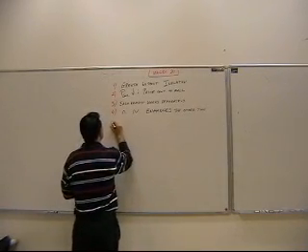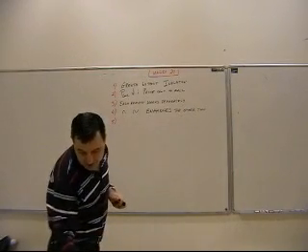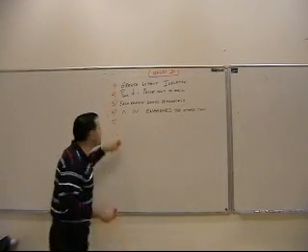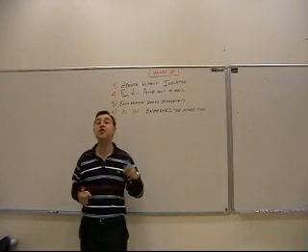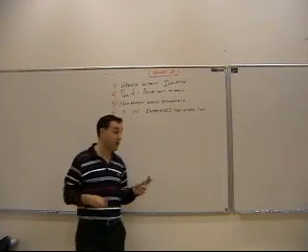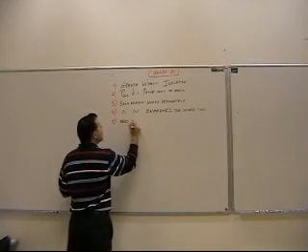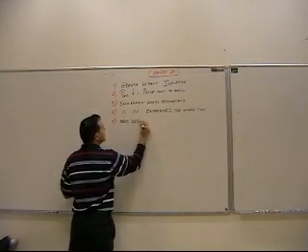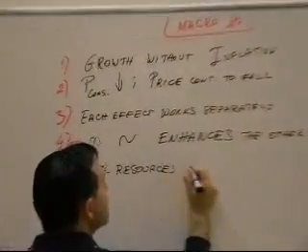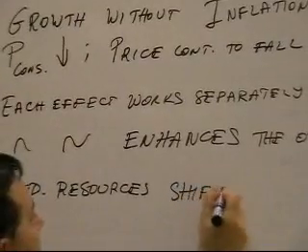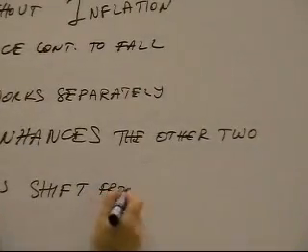Let's see. I did this. The next one is straightforward. I explained it in all 3. It is common to all 3. Is that productive resources shift from consumer to capital goods.